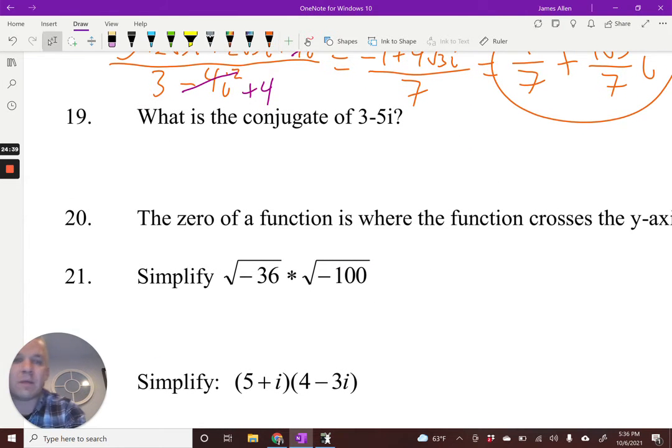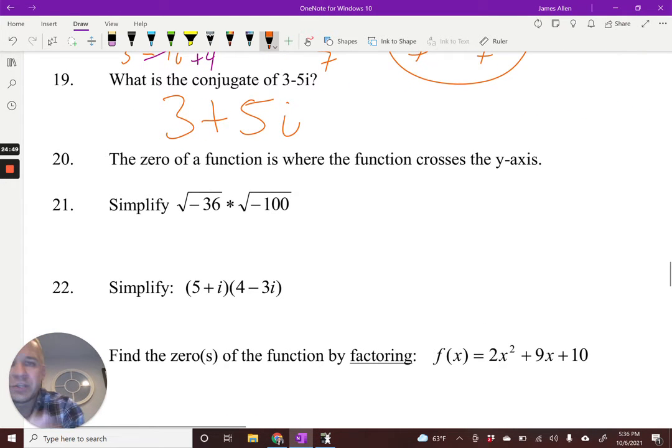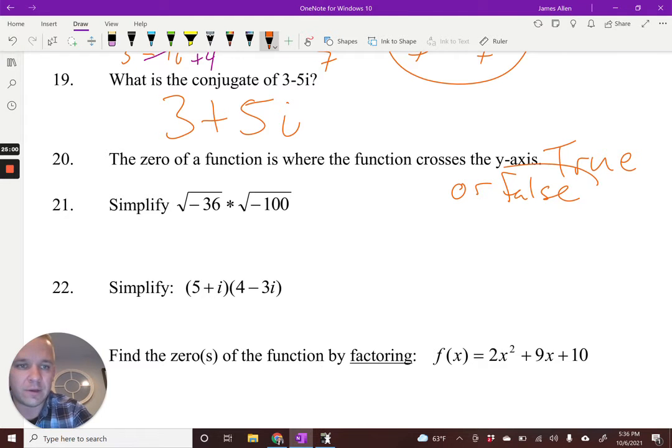What is the conjugate of 3 minus 5i? Well, we just did something like that, right? It's 3 plus 5i. We just changed the sign of the imaginary term. All right. The zero of the function is where the function crosses the y-axis. True or false? That's asking you a true or false. That would be false. Okay? The 0 of the function is where it crosses the x-axis. I thought there was a true or false on there, but apparently it didn't show up on mine.